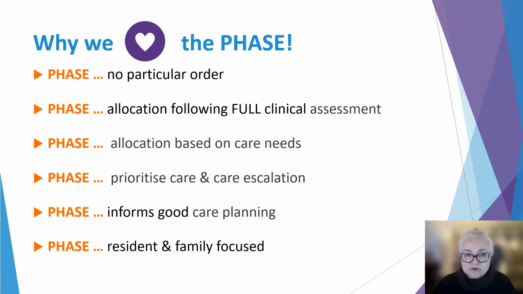The phase is a great triage tool to aid with prioritization and escalation of care, and it informs good planning, which is based on your residents' care needs, and it's responsive to those needs. Phase will help you to prioritize care planning and inform the details within the care plan. And finally, phase is centered around meeting the palliative care needs of both the resident and their families.